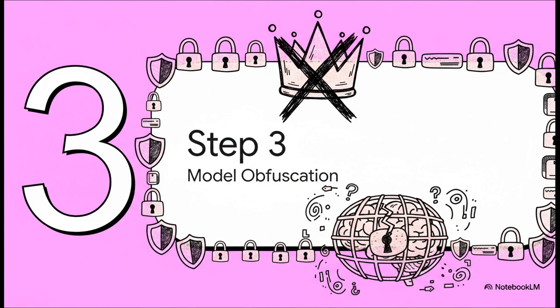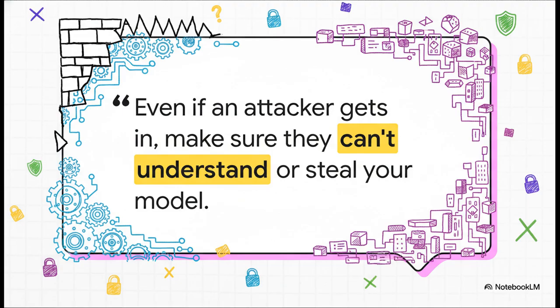This is all about protecting the crown jewels, the model itself. The goal here is to make your model a completely useless prize, even if an attacker manages to get their hands on it. The philosophy here is really simple. A breach of your perimeter defenses doesn't have to mean game over. If an attacker gets inside, but all they find is a complex, encrypted, totally unintelligible asset, well, their attack has pretty much failed, hasn't it?